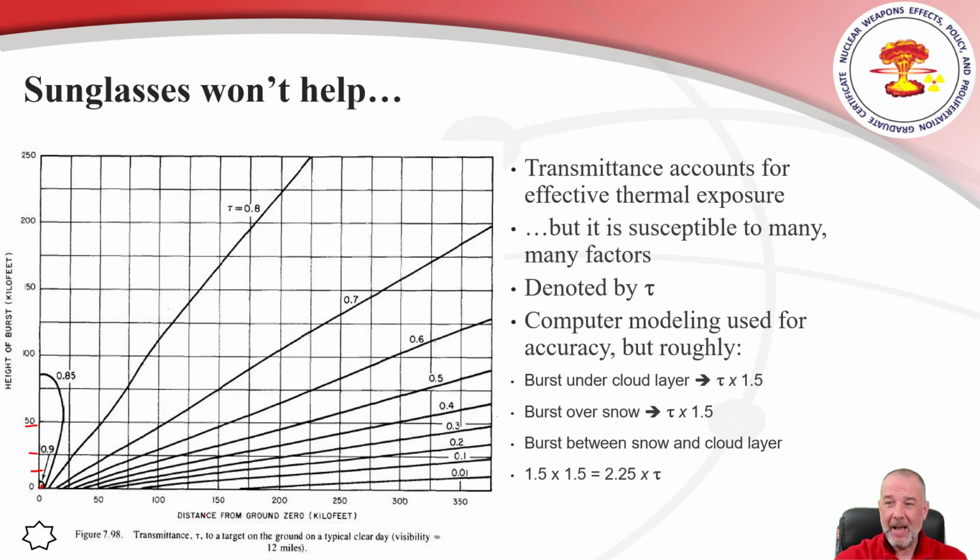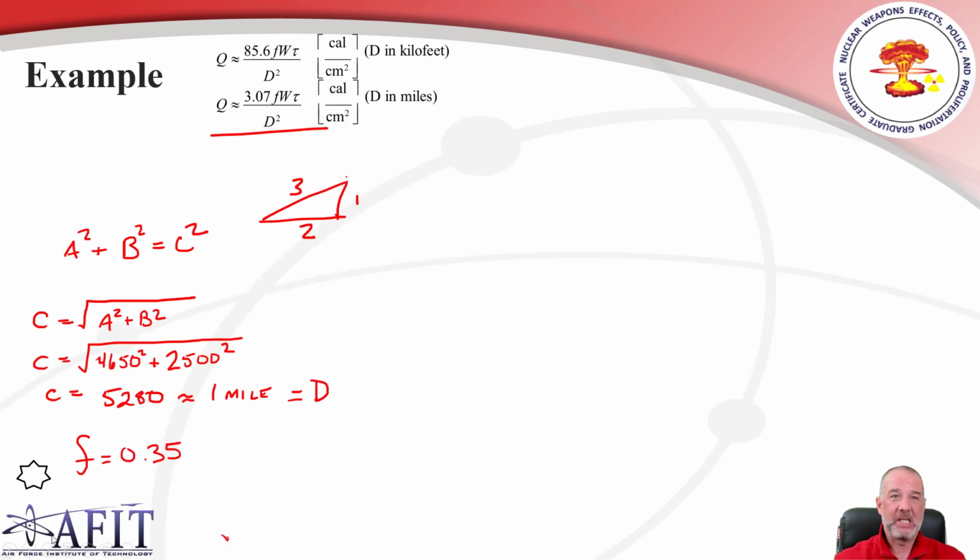And again, same thing happens with the distance from ground zero. We're only 2,500 feet away. So this thing is basically exploding right on us. So we're going to go ahead and say that our tau is going to be just equal to 1. Okay?